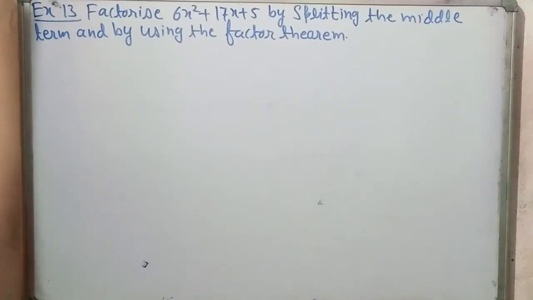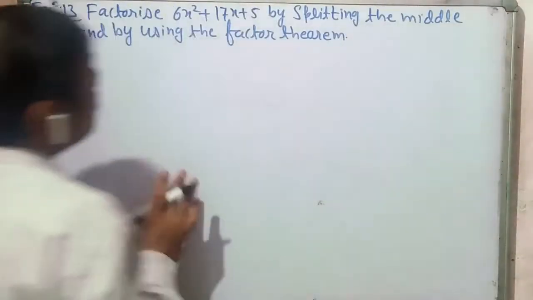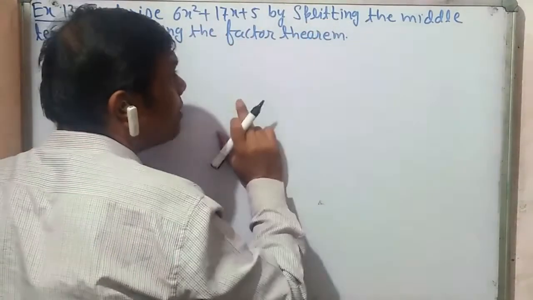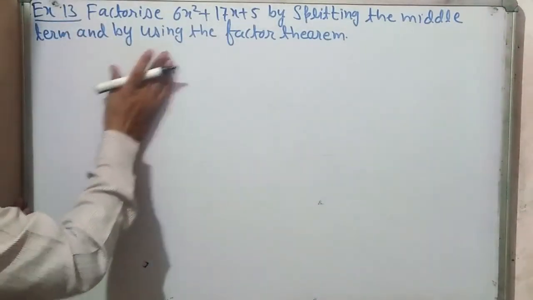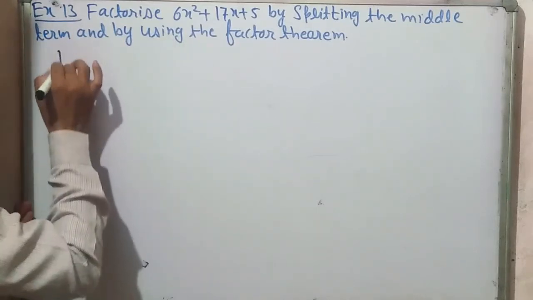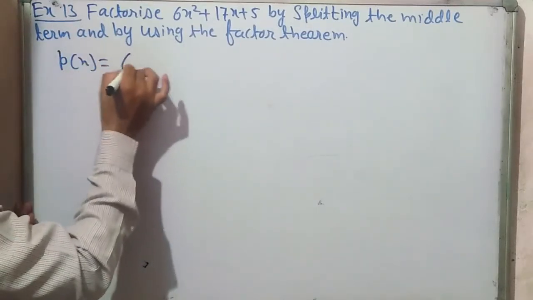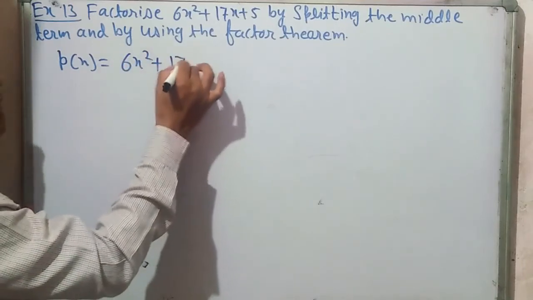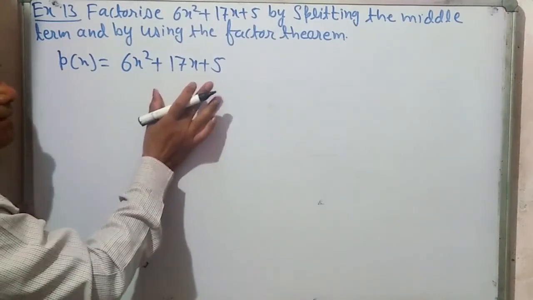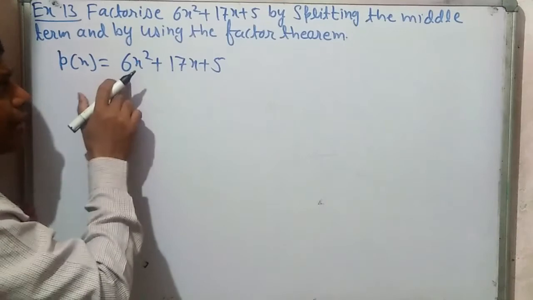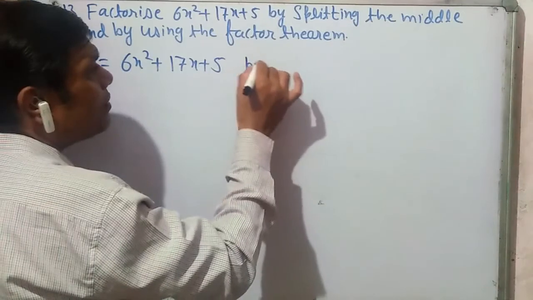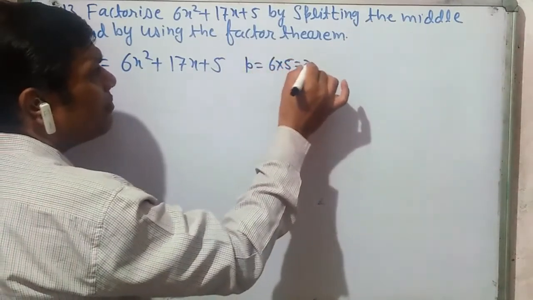So dear students, example number 13 is: factorize 6x² + 17x + 5 by first splitting the middle term and then by using the factor theorem. First we'll see the splitting the middle term method. We have p(x) as 6x² + 17x + 5. For splitting the middle term method, you might remember we have to make the product of the coefficient of the square term and the constant term. What is the product? 6 into 5. That is 30.